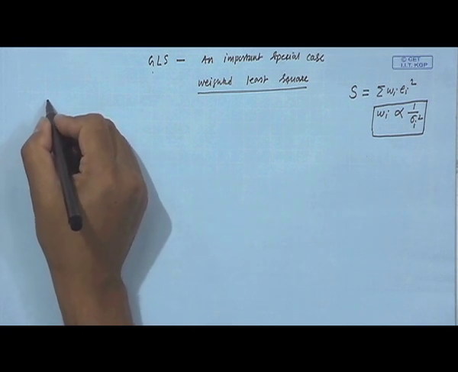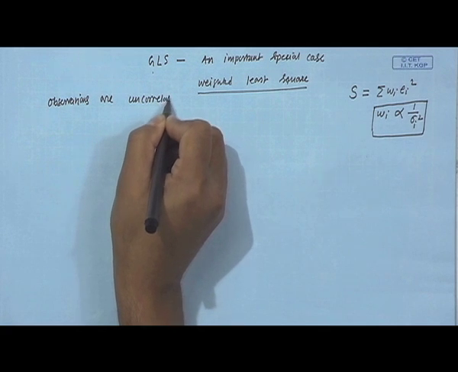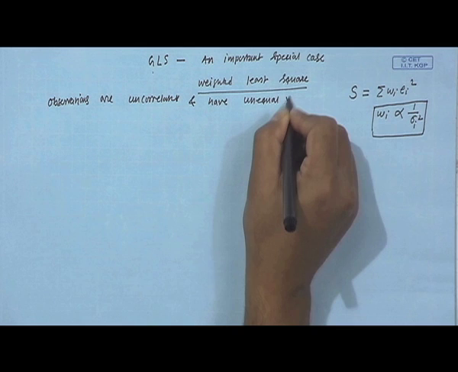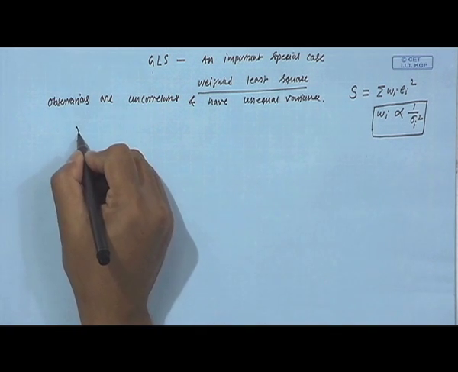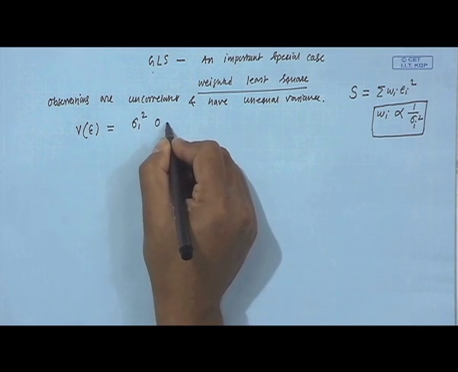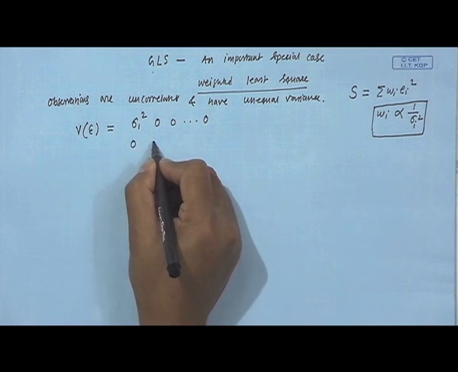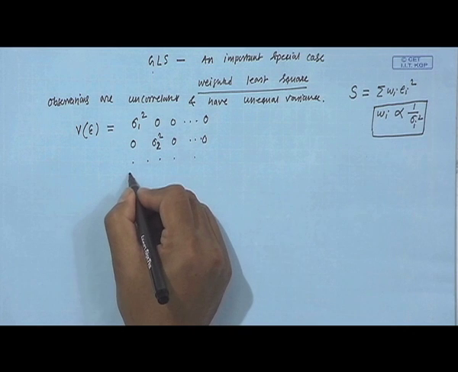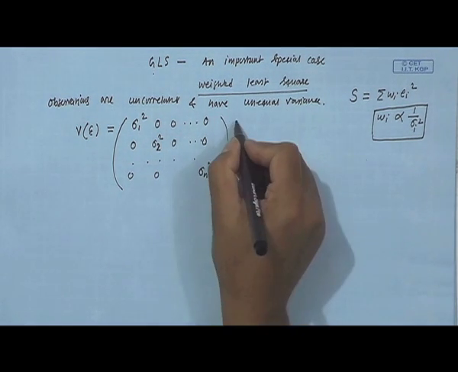So, here the observations are uncorrelated and have unequal variance. Uncorrelated means the off diagonal elements are 0. So, variance of epsilon, you can take this as diagonal, with sigma 1 square, sigma 2 square, up to sigma n square on the diagonal. These are the covariance terms, all the covariances are 0 because it is uncorrelated. So, this is the variance covariance matrix.